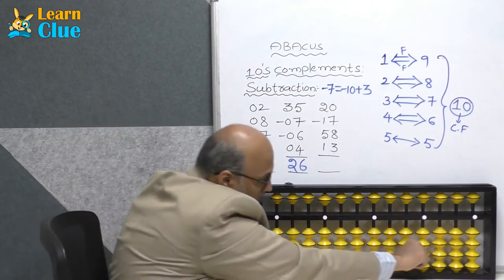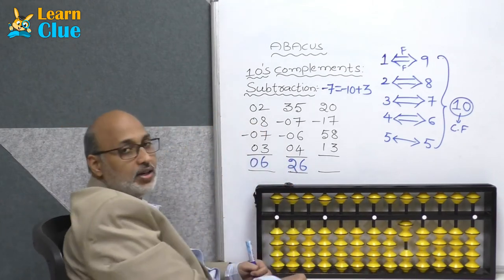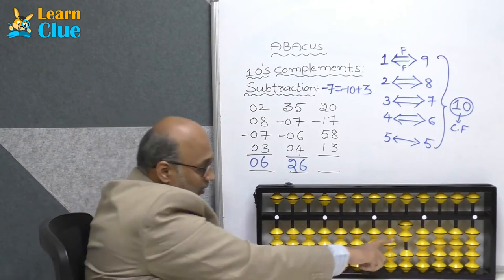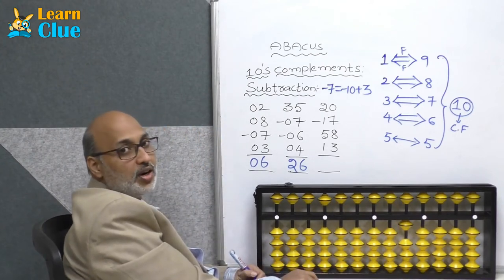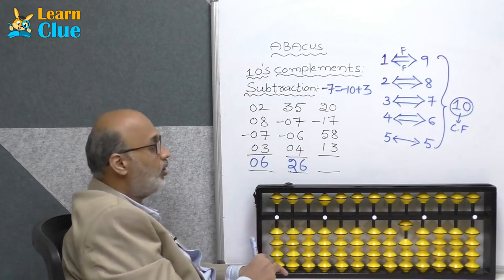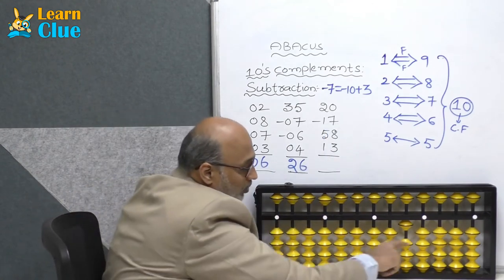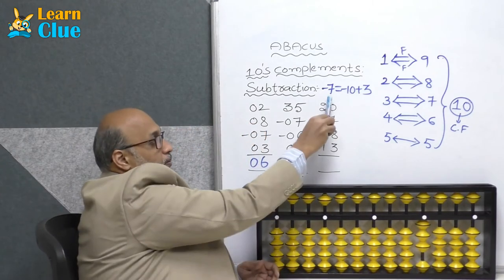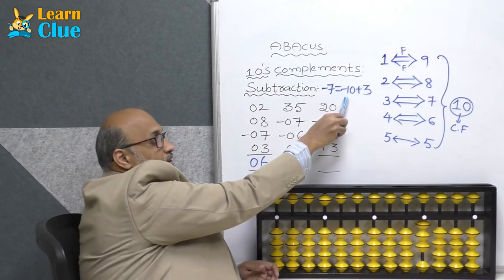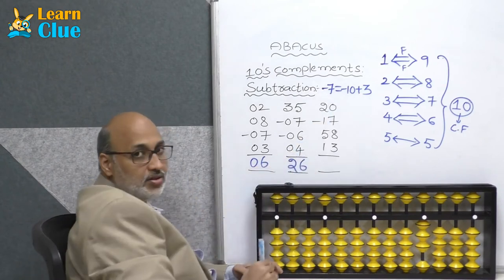Next problem. 20 minus 17. Minus 10 minus 7. Who is the friend of 7? 3. So what we are supposed to do? Minus 10 plus 3. For minus 7, you have to do first minus 10, then next plus 3.